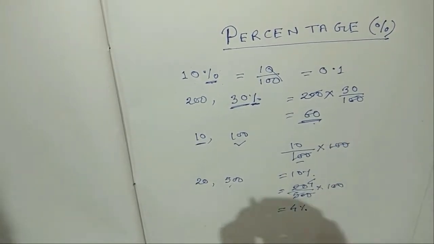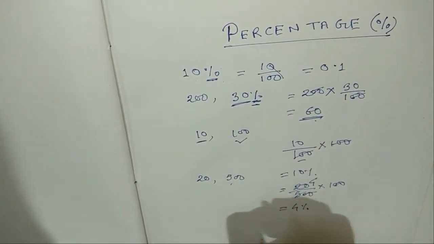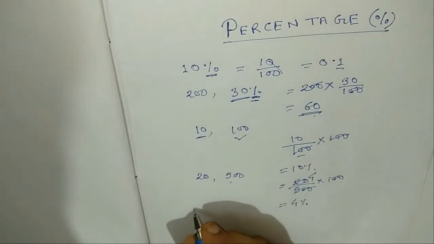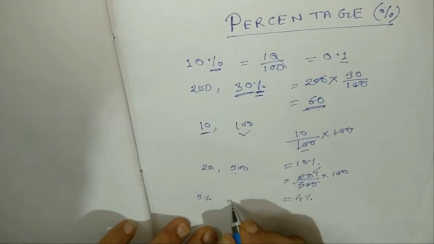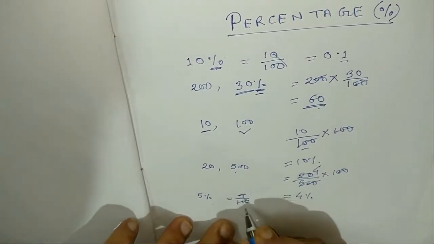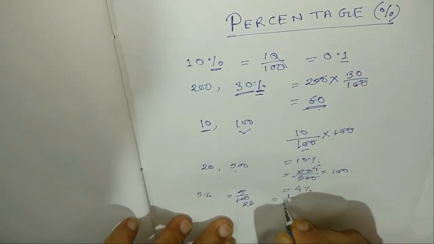Now sometimes we need to calculate the percentage in terms of a fraction. Here we have calculated in terms of decimal. Now suppose 5% means 5 divided by 100, and if we divide 5 and 100 it will come as 20. So the result will be 1 by 20. This is the fractional representation of the same percentage value.